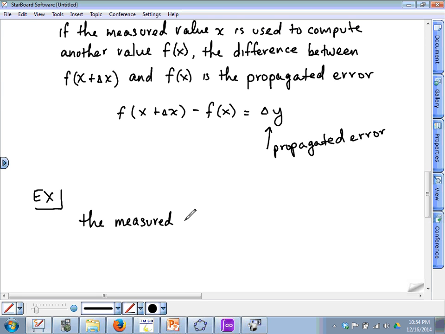The measured radius of a ball bearing. So they have some kind of instrument that can measure the radius or the diameter of a ball bearing. You just cut that in half, that would be the radius. But the measured radius of a ball bearing is 7/10 of an inch, so 0.7 inches.